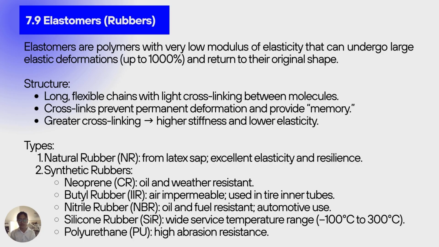Silicone rubbers, or SIR, retain flexibility from negative 100 Celsius to more or less 300 Celsius, used in medical tubing, seals, and bakeware. Lastly, PU, polyurethane, has high abrasion resistance and strength. They are used in rollers, wheels, and coatings. Each elastomer has its own specialty. Engineers choose them based on environmental exposure, temperature, and mechanical needs. Elastomers are used widely in both industrial and consumer products due to their flexibility and durability.